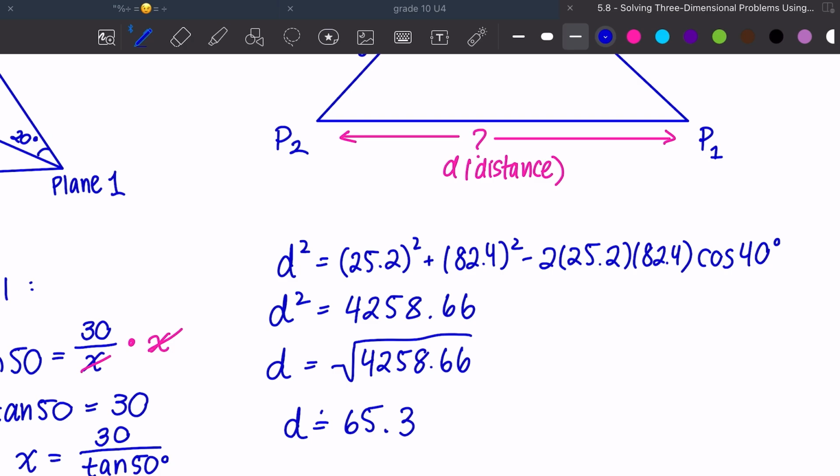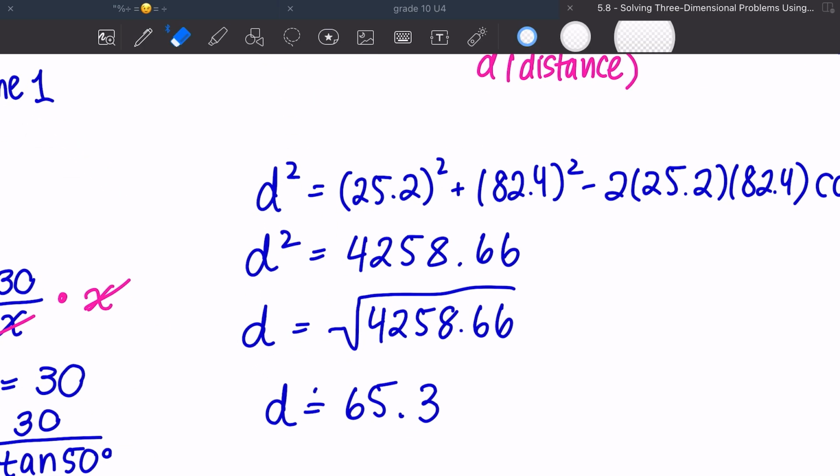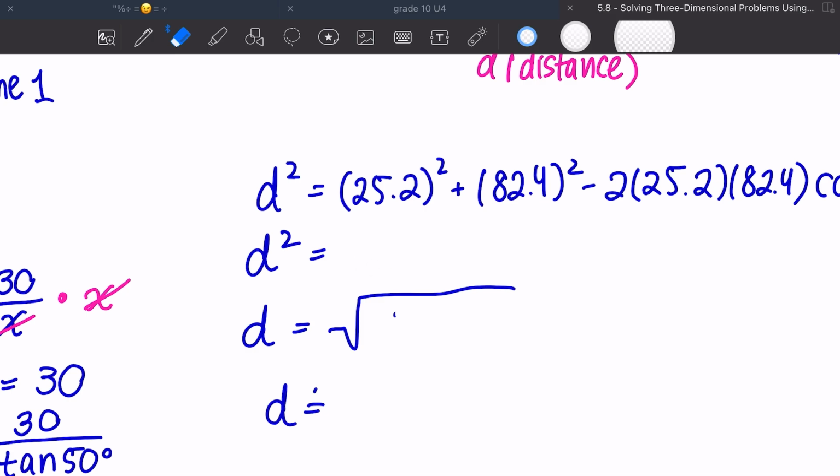I get 25.2 squared plus 82.4 squared minus 2 times 25.2 times 82.4 cos 40. 4243. Yeah. Okay, let me check. 4243.44 or 0.45 if we're going to round. This is why it's always important to fact check. Thank you. Okay, so close.